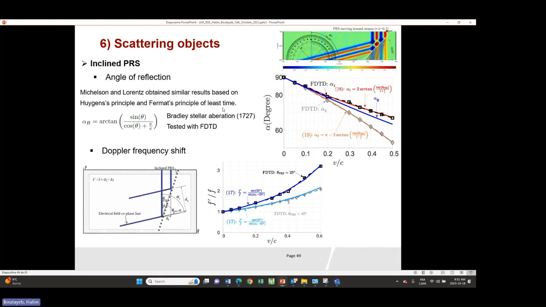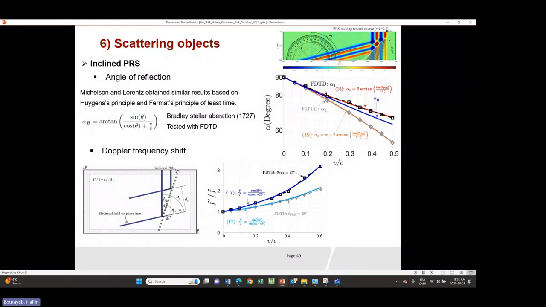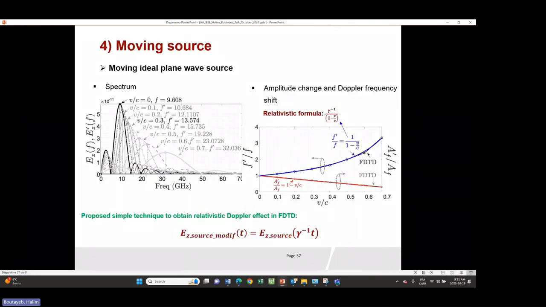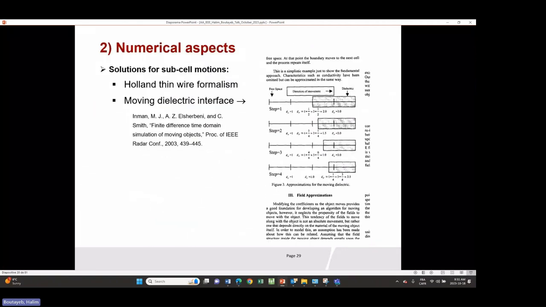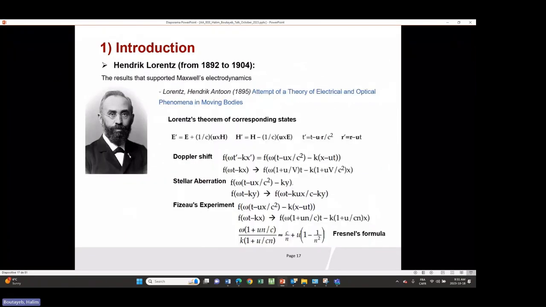We also tested Bradley stellar aberration by using FDTD. What you see here is FDTD giving us the Doppler effect and Bradley aberration, and we can also implement the Fresnel effect. If I come back to the beginning, what Lorentz did in order to support Maxwell equations was to use Voigt variables. This work was a real success because it was supporting Maxwell equations. But we were able to do the same without changing time and without changing space.